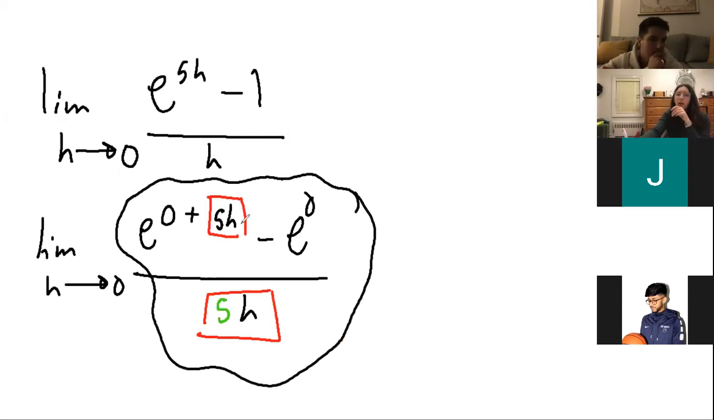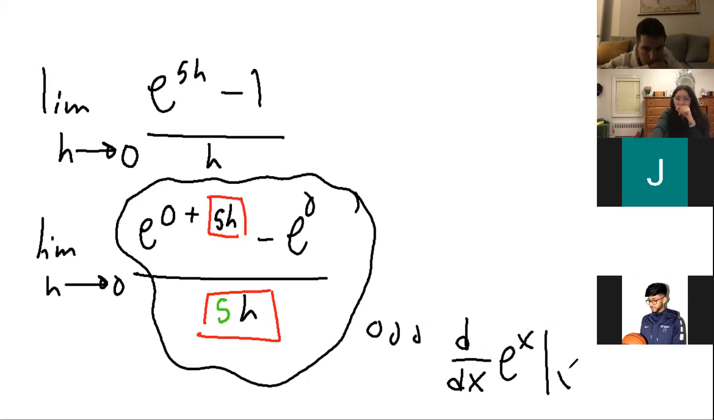What is this thing? It's not my original question. I introduced the 5, right? So in my thought bubble, this thing is just the derivative of e to the x at x equal to 0. You understand? Because what you have is e to the 0 plus perturbation, and you have divided by the same perturbation, which is what? It's e to the 0, which is 1. So that's my thought bubble for this part.